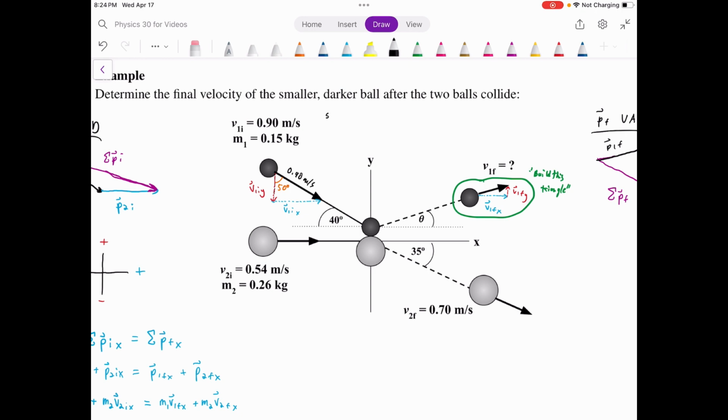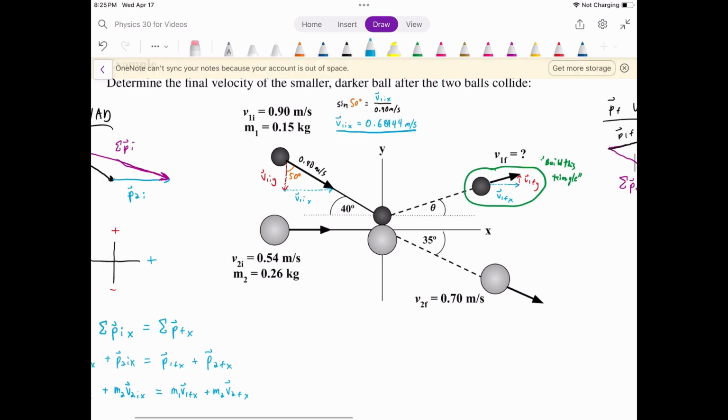So the sine of 50 degrees is equal to the x component of that initial velocity over the initial velocity itself, 0.9 meters per second. So multiplying both sides by 0.9 meters per second, we get that the initial velocity in the x-axis is just sine of 50 times 0.9, which gave me 0.68944 meters per second to the right.